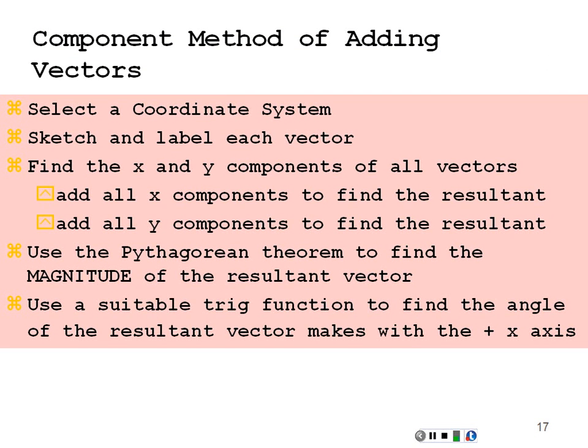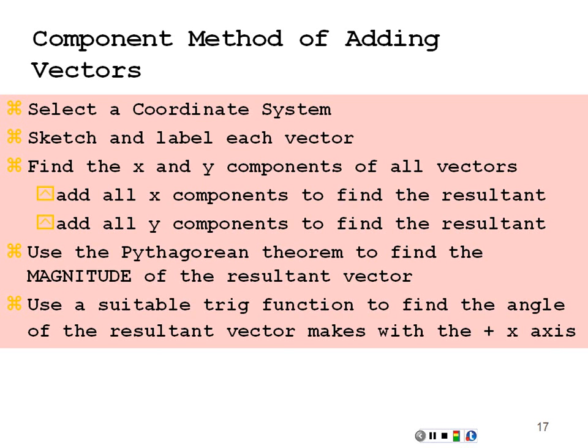We wish to select a coordinate system, sketch and label each vector, find the x and y components of all the vectors involved, add up all the x components of all the vectors, and get the resultant component. What's nice about this is we're only dealing one-dimensionally in the x direction, so they're adding like scalars, positive or negative. Add up all the y components and find the resultant y component, and they're just adding like scalars, positive or negative, to get the resultant y component. And then now I have a resultant x and resultant y.